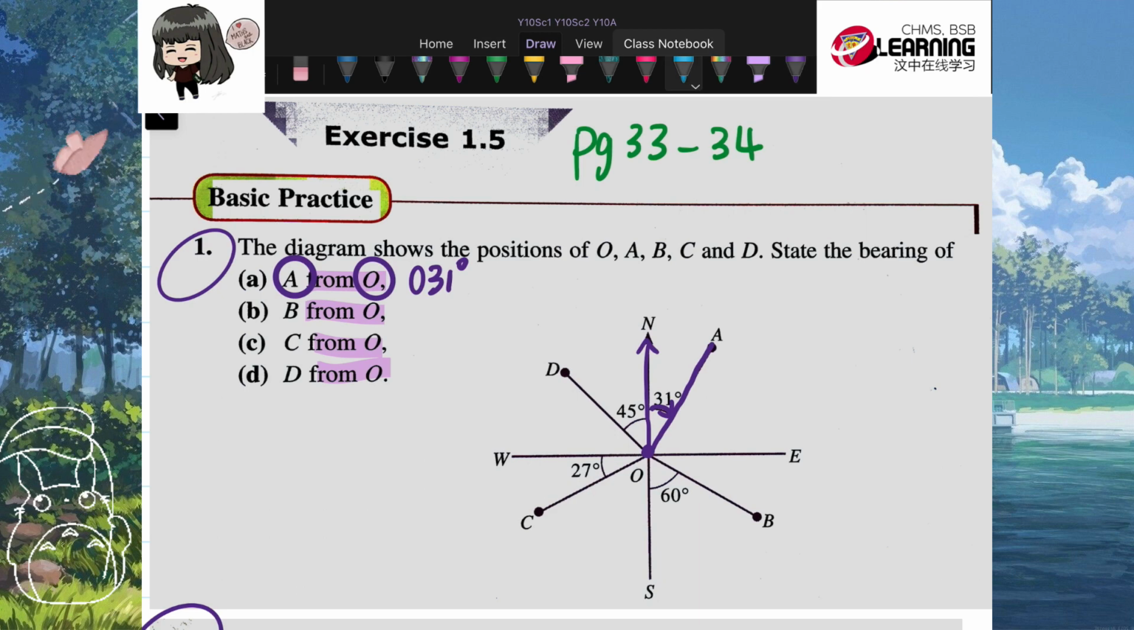And then next is B from O. So your B is here. Your north, you form from O. This is the connecting line. And the angle you need to find is like this. So to find this angle, we know that this is 180, you minus this 60. Okay, so 180 minus 60 is 120 degrees. That's the answer.